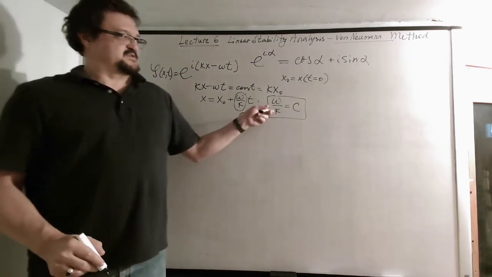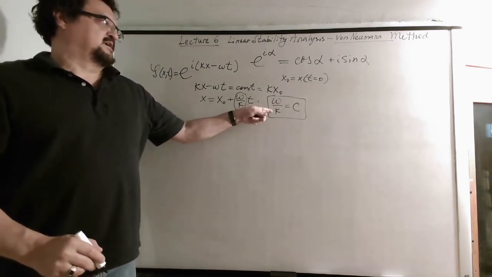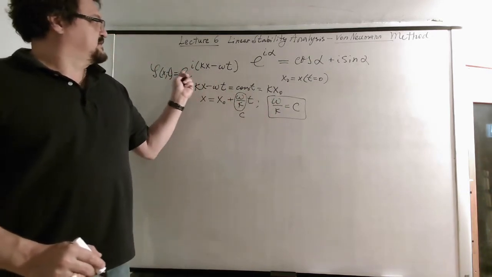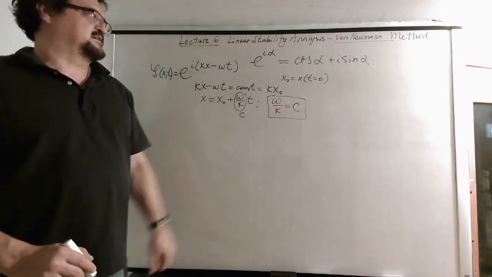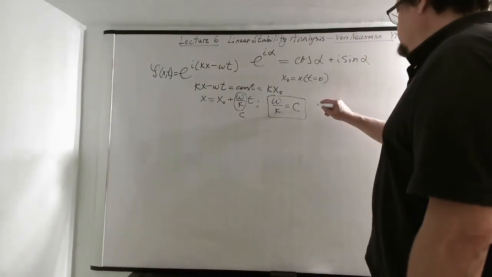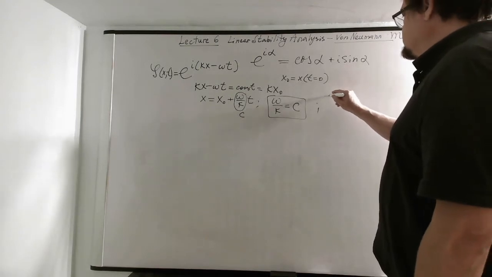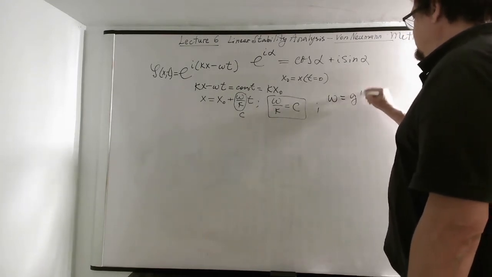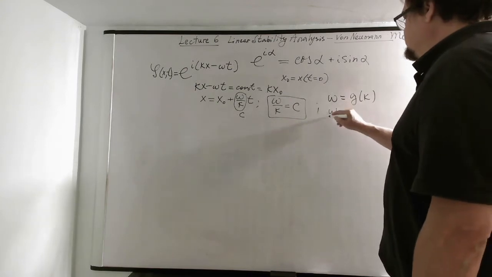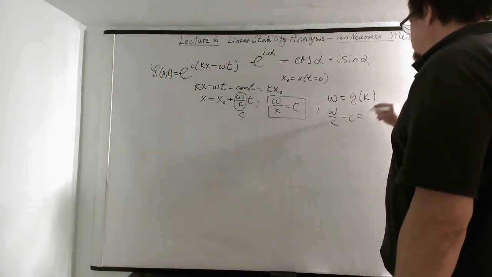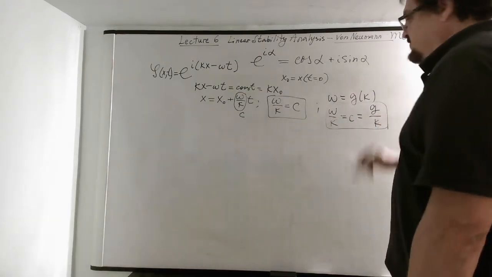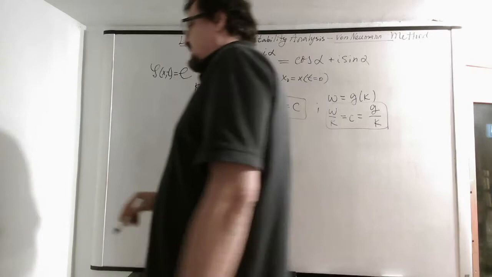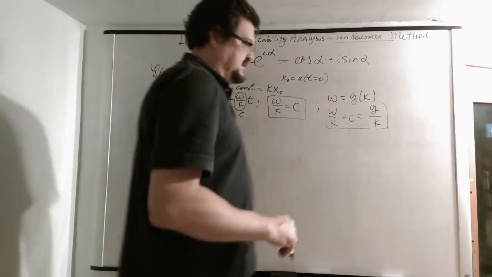So this is the dispersion relation too. For the simple linear wave, omega and k are related like this. So if you have a dispersion relationship like omega equals a function of k, then your speed equals this function divided by k. So it can be a function of wavelength. Your speed in general may be a function of wavelength.